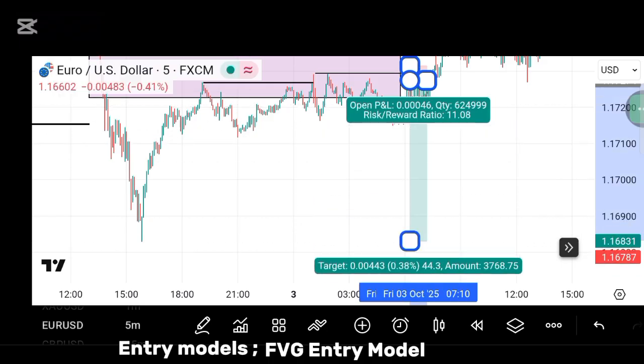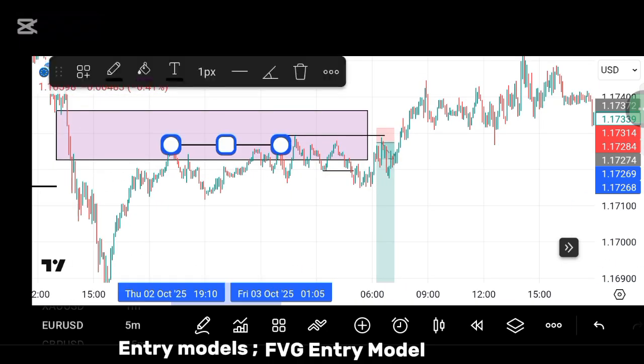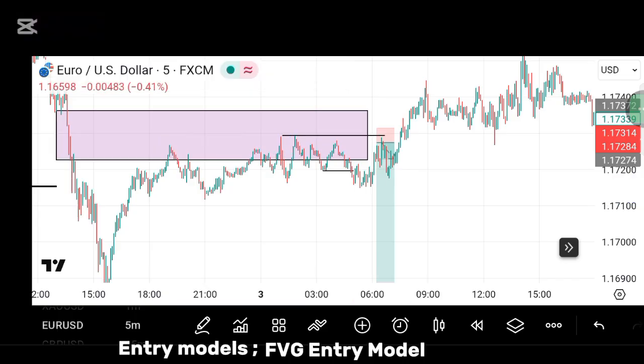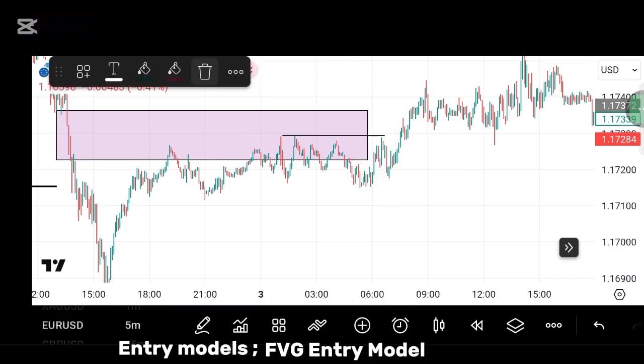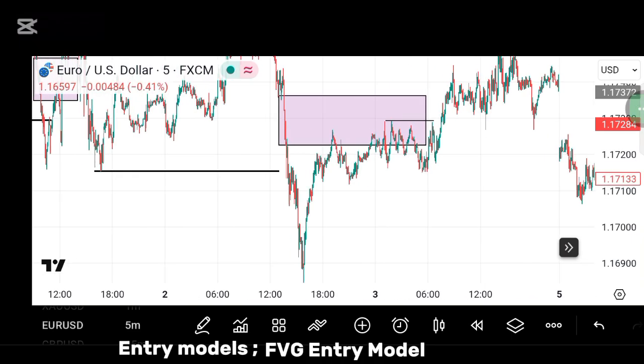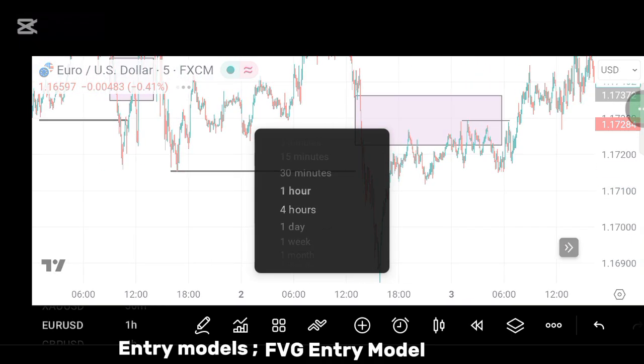So that was the first opportunity I saw on price here, the 1 hour fair value gap, which did not work. So that would have been a loss there. So that would be the first loss here.